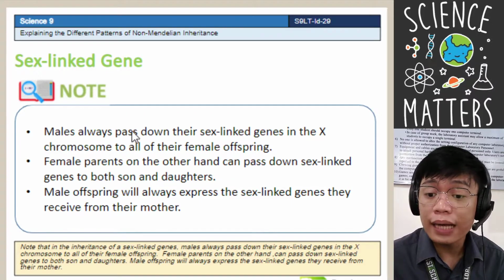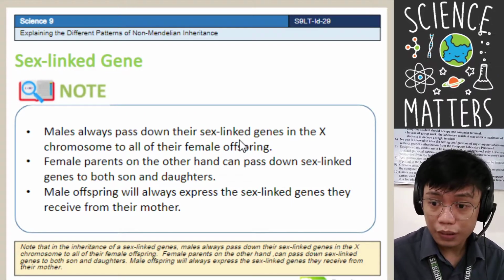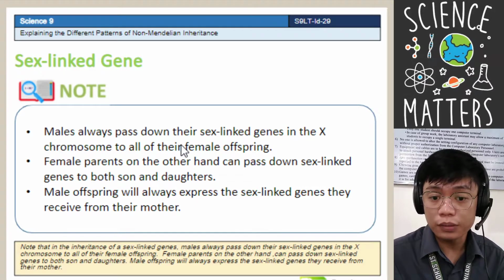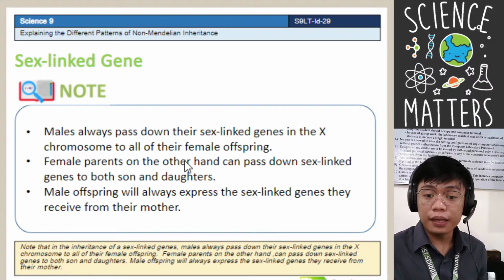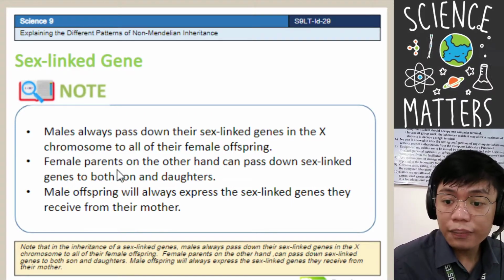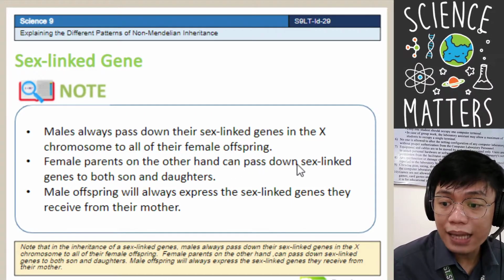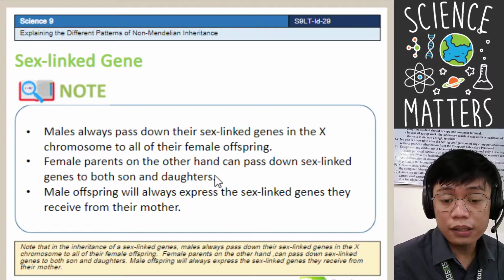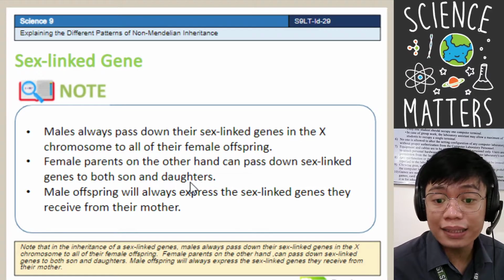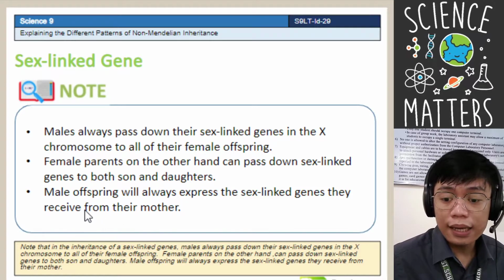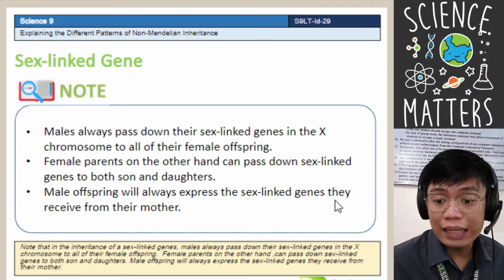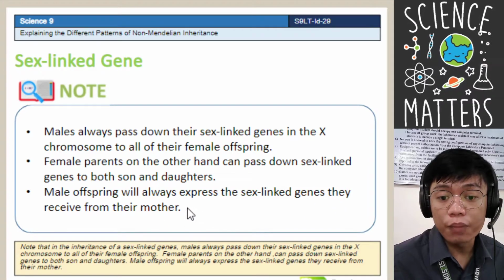Meaning to say, galing lamang sa male yung sex-linked genes na chromosome na ipapasa sa kanilang female na anak. Okay? Female parents, on the other hand, can pass down sex-linked genes to both son and daughter because they are carrier of both X chromosomes. Okay? Next is male offspring will always express sex-linked genes they receive from their mother.